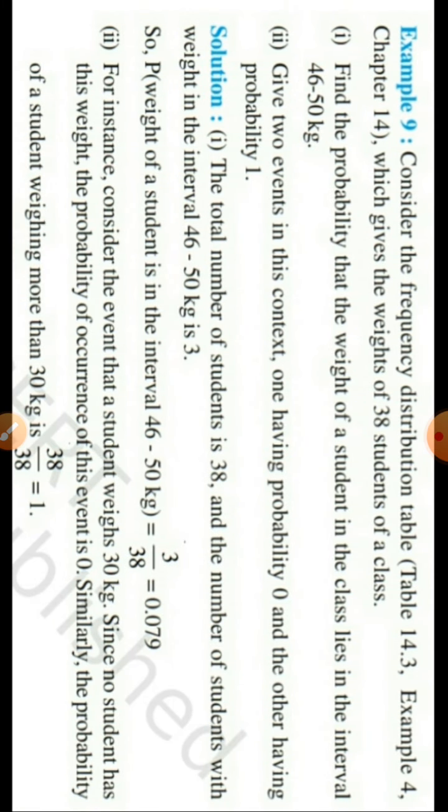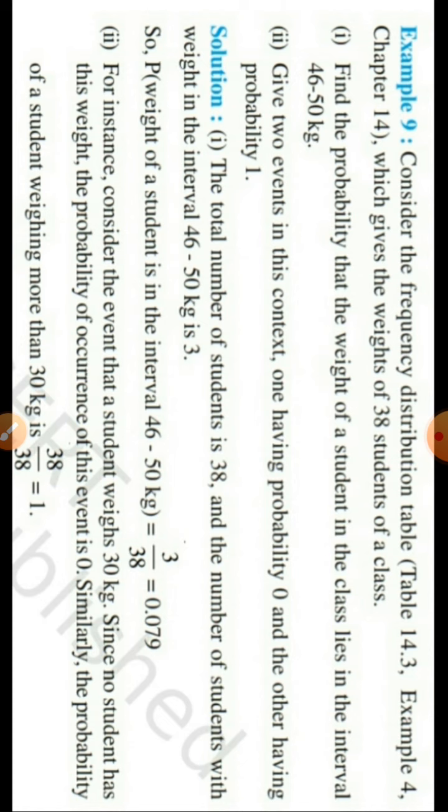Now look at their solution. The total number of students is 38 and the number of students with weight in the interval 46 to 50 is 3. That means favorable outcomes 3 and total outcomes 38. So P, the weight of a student is in the interval. If you don't want to write it this way, then first of all you have to suppose an event A, so that we will write P of A equal to 3 upon 38. But I insist, don't give your answer in decimal form in this type of case. So be careful, don't waste your time. Nothing is difficult.